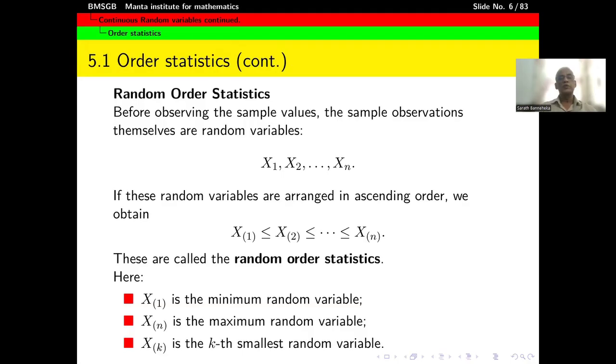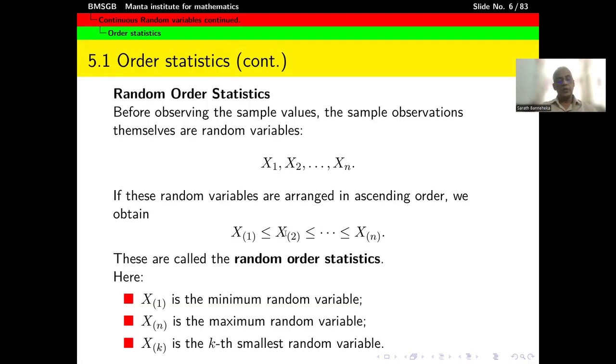Right. So before observing the sample values, the sample observations themselves are random variables x1 up to xn. If these random variables are arranged in ascending order, what you mean by that is what I mentioned a few minutes ago, right? So that each variable x1 is the random variable of which we get all the sample x within bracket 1 values as possible values. So these are called random order statistics.